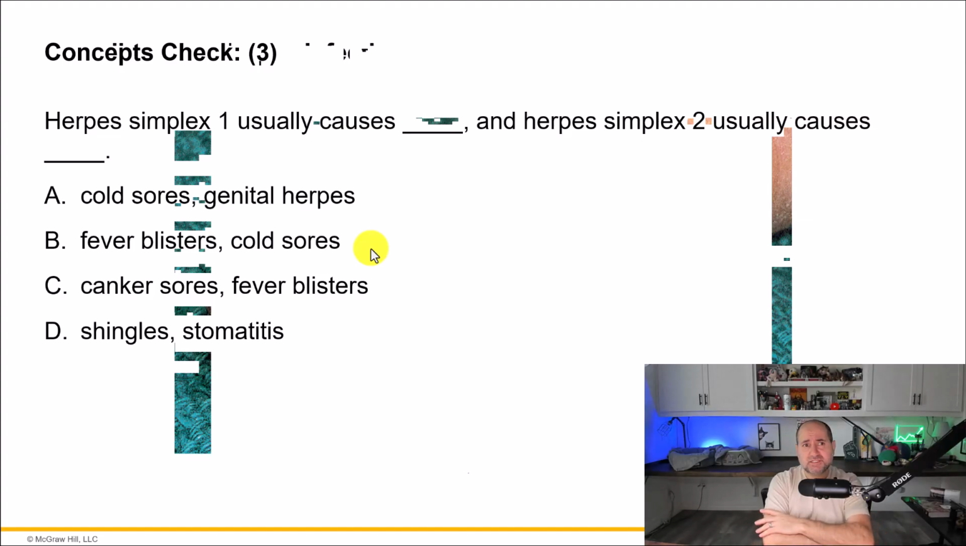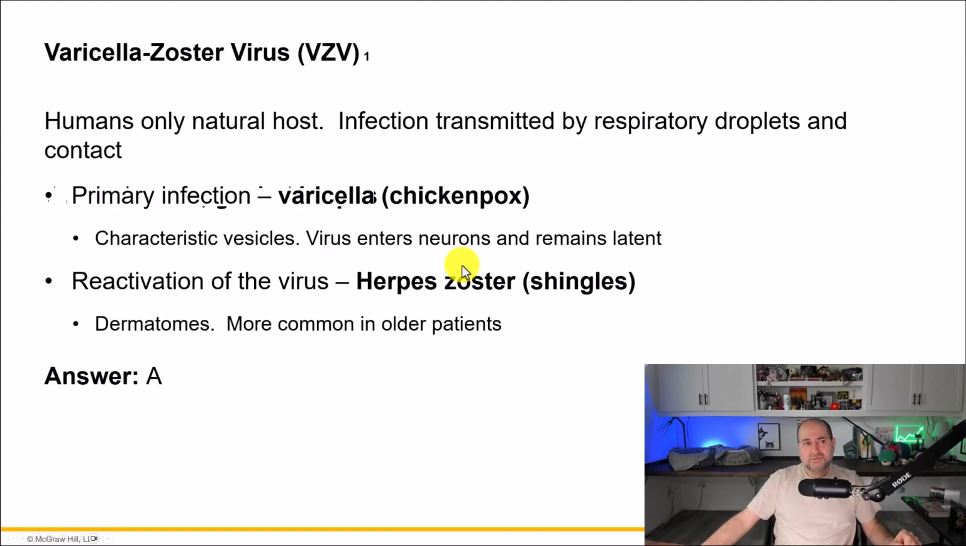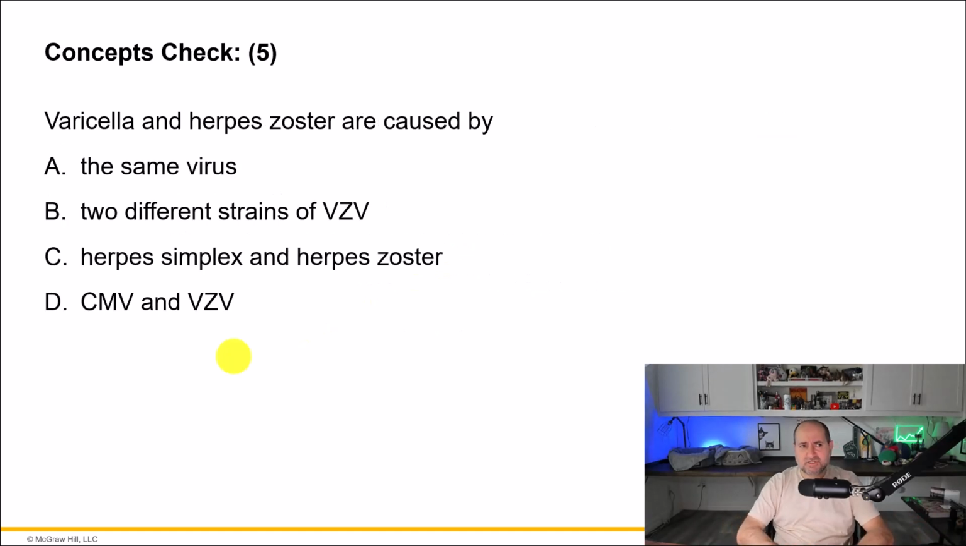So again, concept check number 3, we should know this one. Herpes simplex virus 1 usually causes the fever, blisters, or cold sores. And herpes simplex virus 2 causes genital herpes. So the answer should be A. And remember, with regard to varicella zoster virus, it's the same virus that causes both varicella, chickenpox, and zoster, shingles. And that leads us to concept check number 5. And remember, varicella and herpes zoster are caused by the same virus.